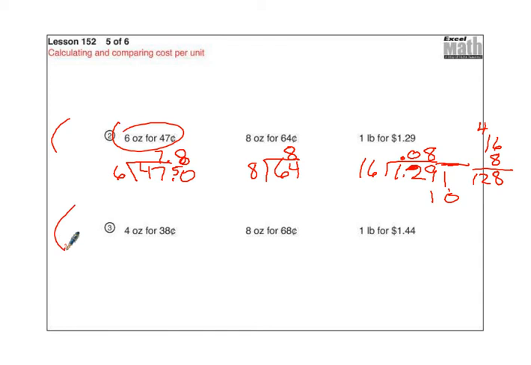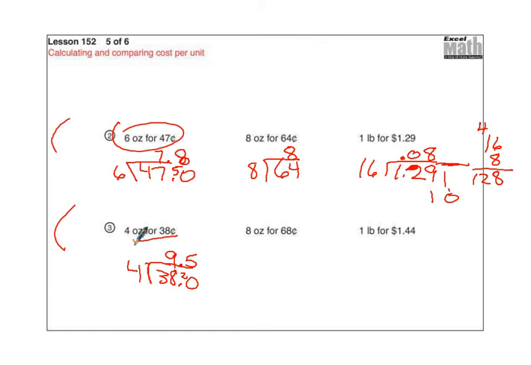Okay, helpers, come on, let's go, studio audience. What am I going to do for this one? 38. Good. How many 4s are in 38? Which is 36, right? Remainder 2. How many 4s in 20? 5. So how much is that? 9.5 cents. 9.5 cents.